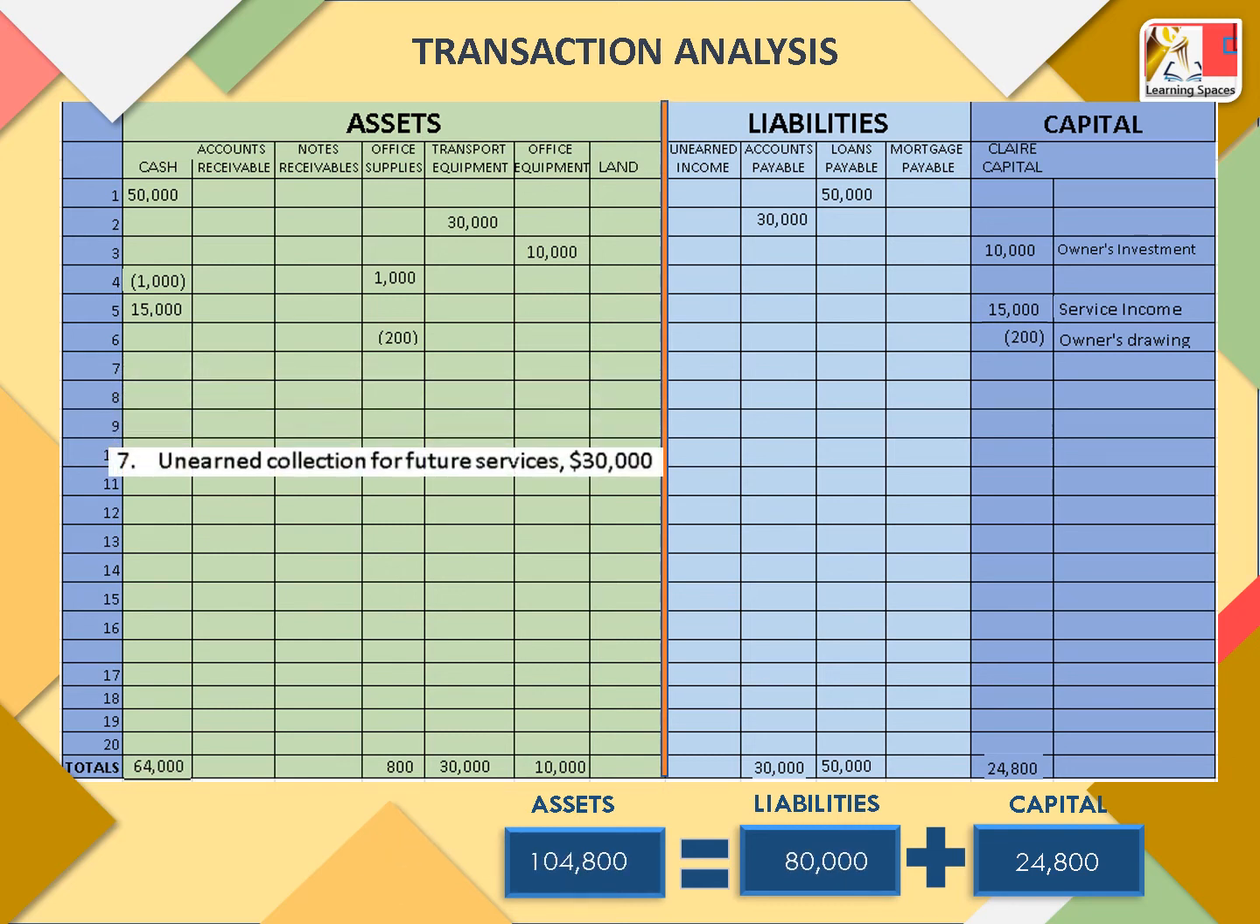Plotting the seventh transaction, an unearned revenue is a liability account. This is not an income yet, so it will not affect the capital. The collection will have cash increased in the asset section by $30,000, and since it is a liability, the unearned income in the liability section will be increased by the same amount.